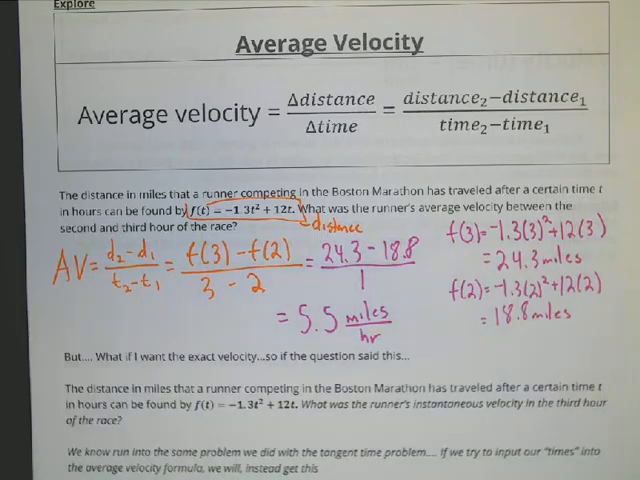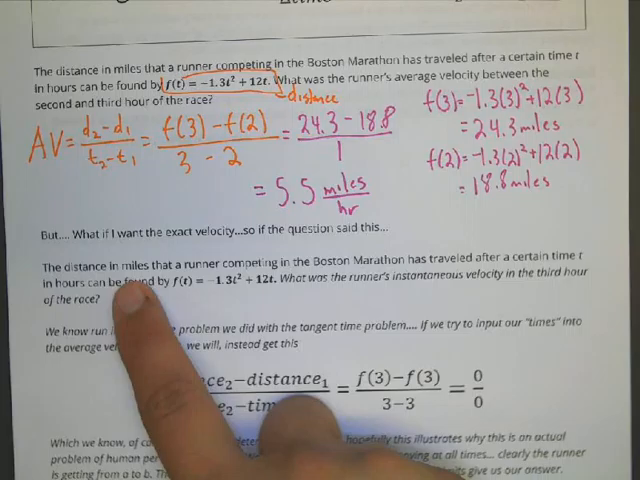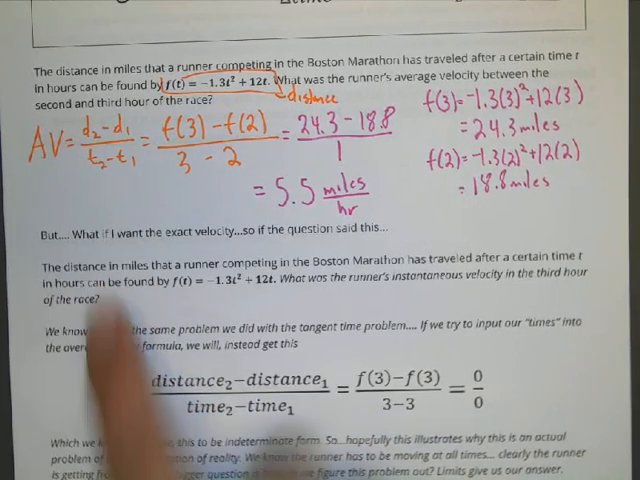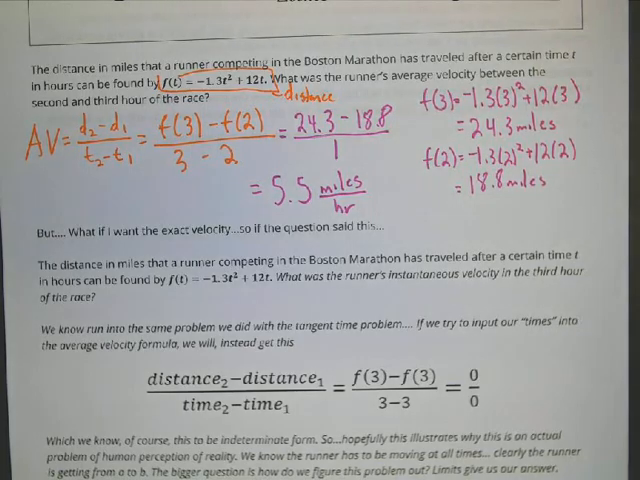Now, what if the question would have been phrased like this? Leslie, could you read this? The distance in miles that a runner competing in a Boston Marathon has traveled at a certain time t in hours can be found by f of t equals negative 1.33 t squared plus 12t. What was the runner's instantaneous velocity per hour of the race? Yes, good. So, what is the difference here?